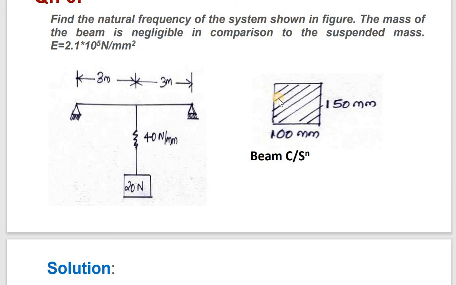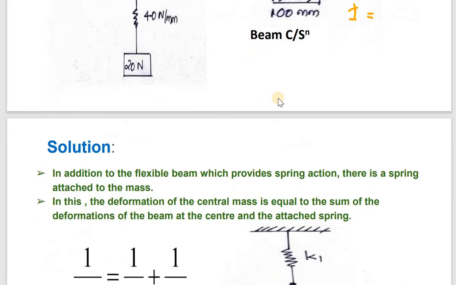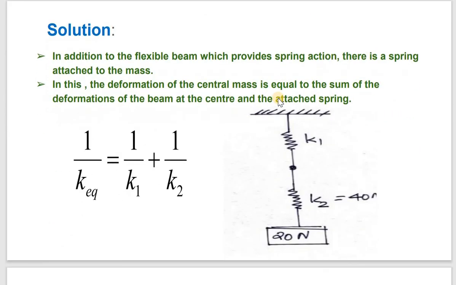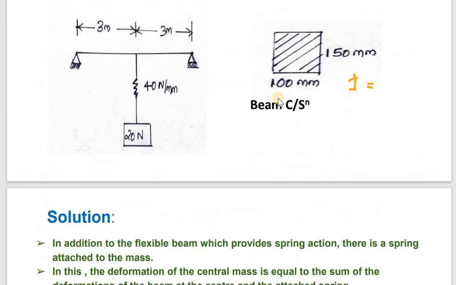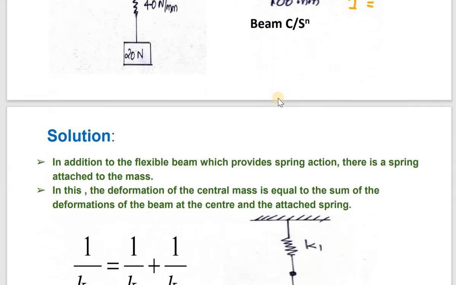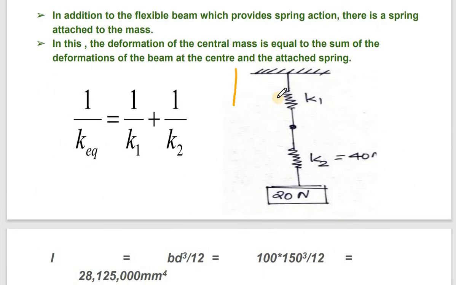Why will the cross section be given? In order to find out I. So here you can see 1 by k. What are the values here? This beam will be the first, so I can convert it into the first model. This will be my mechanical model. That is K1, then another K2, and M will be there.